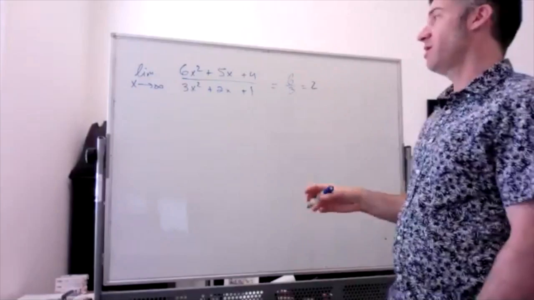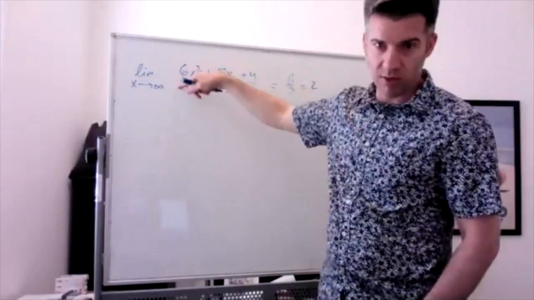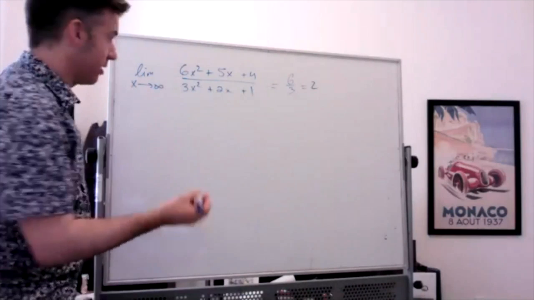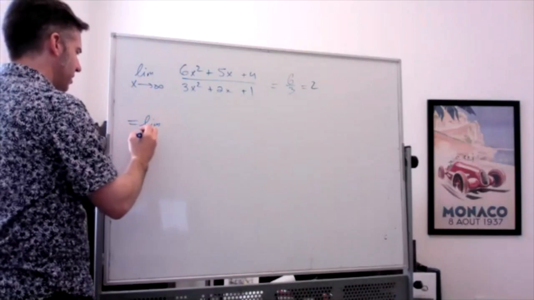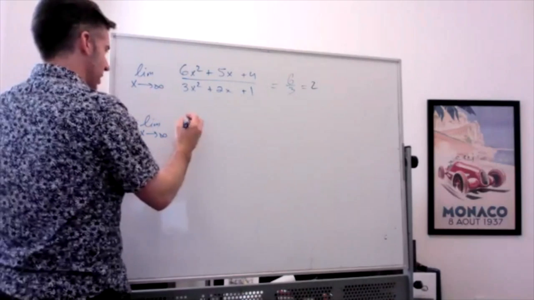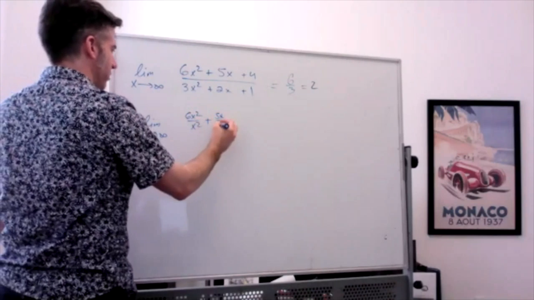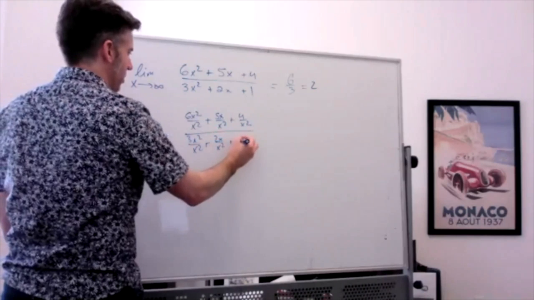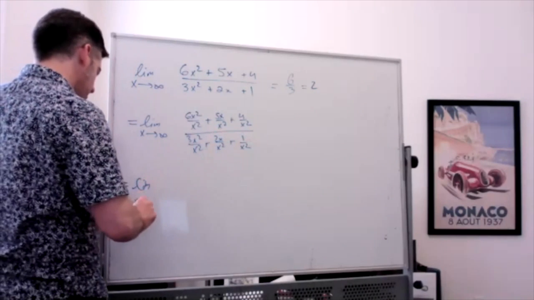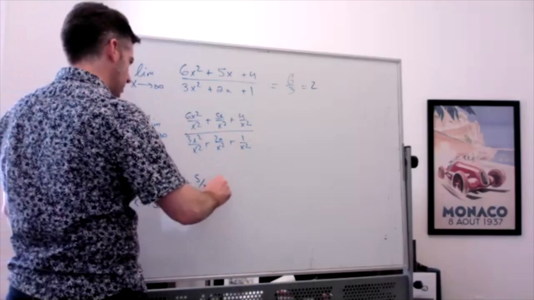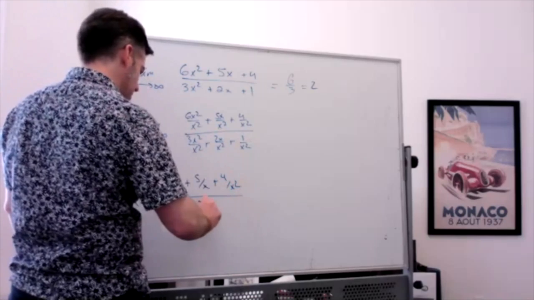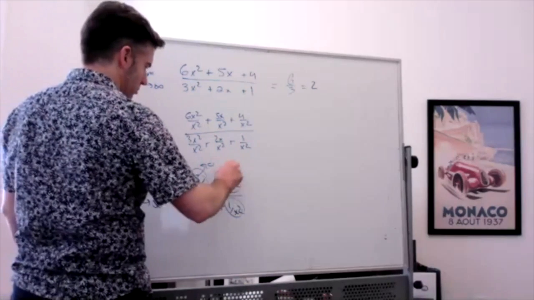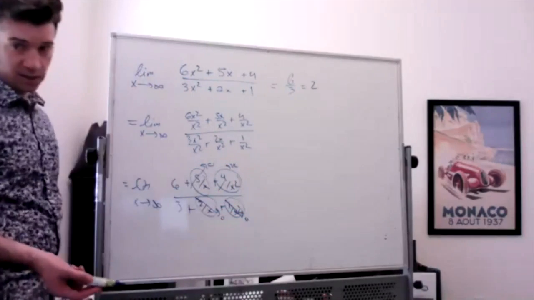So the shortcut is, if the degrees are the same, it's just the quotient there. That's really the shortcut for dividing everything by the highest power of x in the denominator. So you could do it the old way and say the limit as x goes to infinity, divide everything by x squared. So you get 6x squared over x squared plus 5x over x squared plus 4 over x squared, divided by 3x squared over x squared plus 2x over x squared plus 1 over x squared. And then that's just going to be 6 plus 5 over x plus 4 over x squared over 3 plus 2 over x plus 1 over x squared. And all these things divided by x or some power of x go to 0. So you get 6 over 3, which is 2.